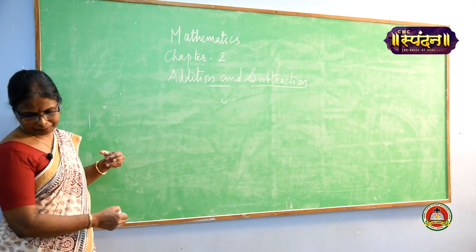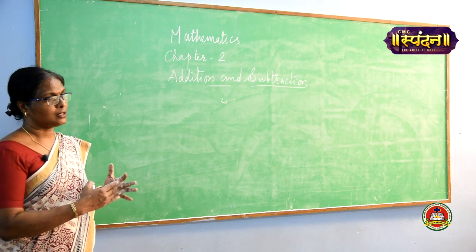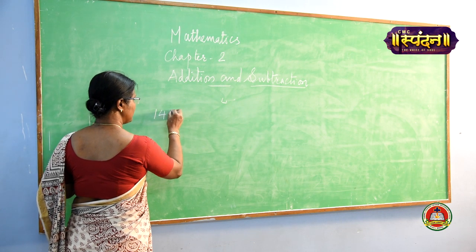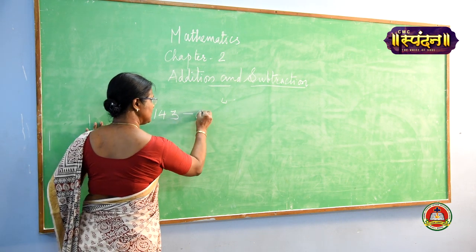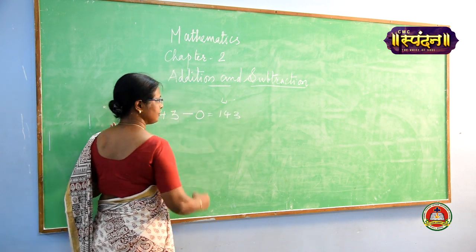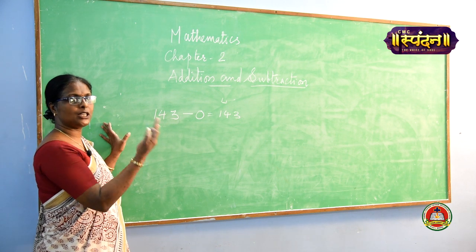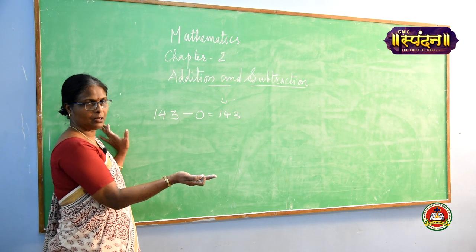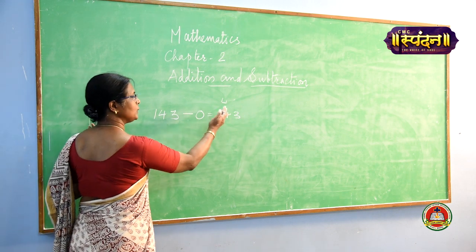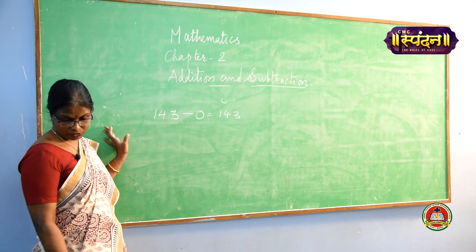That is, if 0 is subtracted from any number, take the example 143 minus 0, you get the same number 143 itself. The same way, earlier we had seen the zero property, if 0 is added to any number, you get the same number. The same way if 0 is subtracted from any number, you get the same number. That is the other property of addition and subtraction.